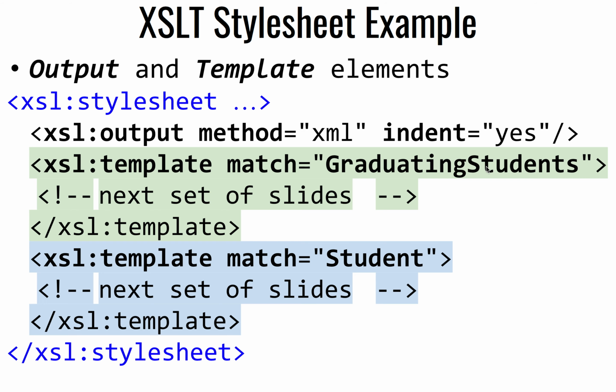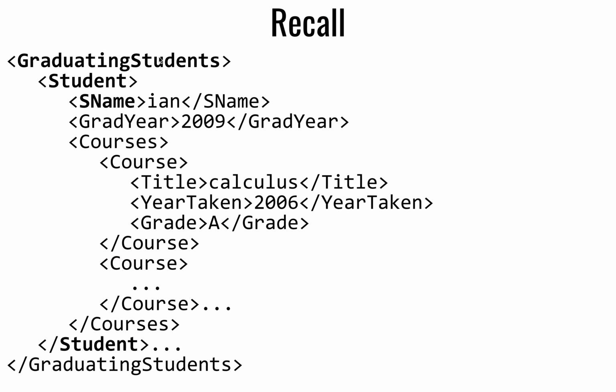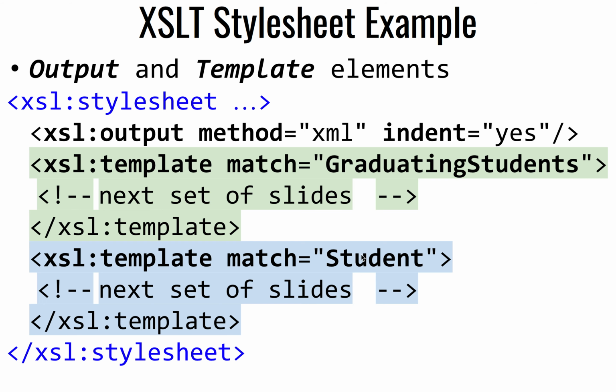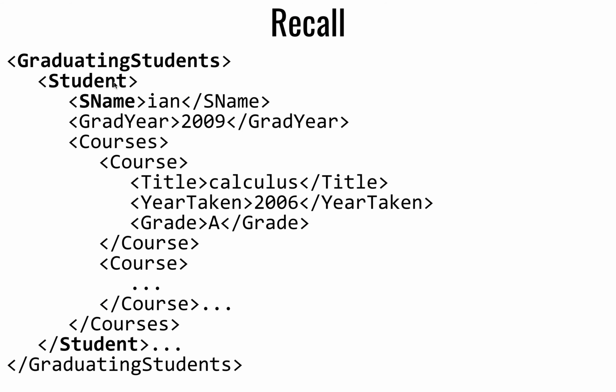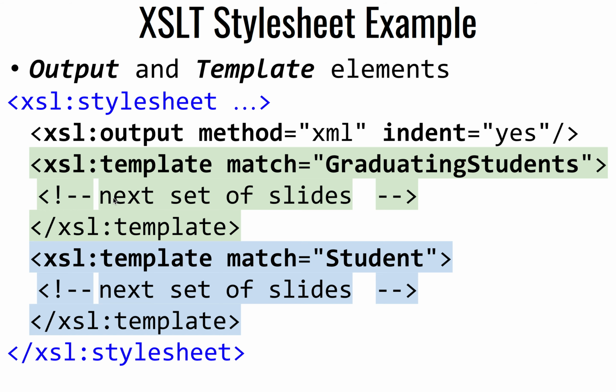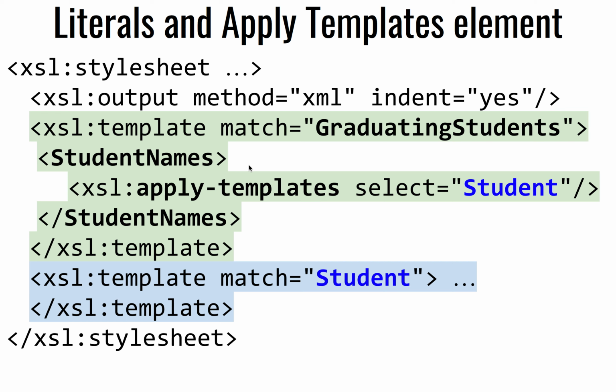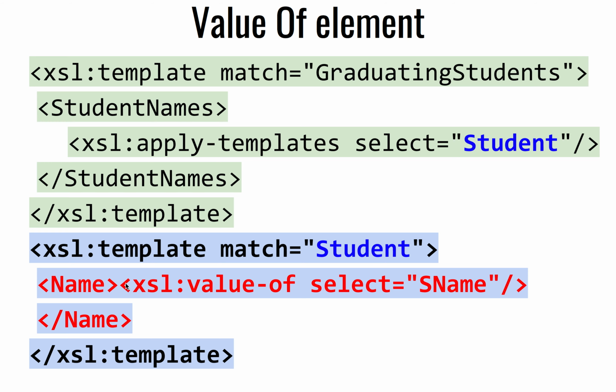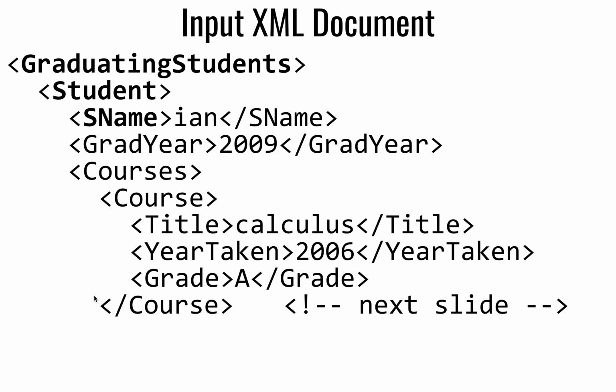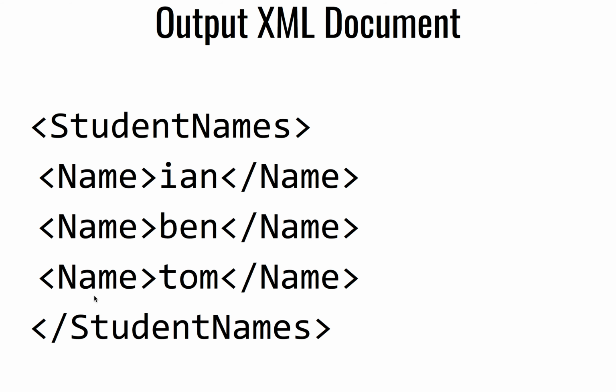So we have graduating students. It pattern matches with this graduating students, whereas this student over here pattern matches with this student over here. And if it matches, then it generates whatever is in the body. So here's an example of what that body might look like. If it pattern matches graduating students, it's going to generate a student name element that has as a body the value of student, and student matches the template down below. If it matches, it's going to generate the name. So if you have this input, it generates this output.